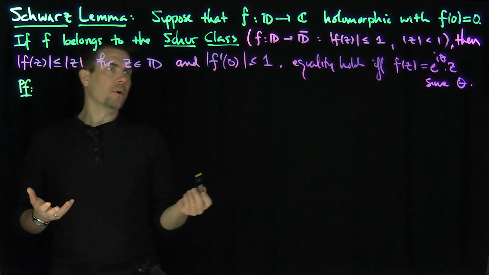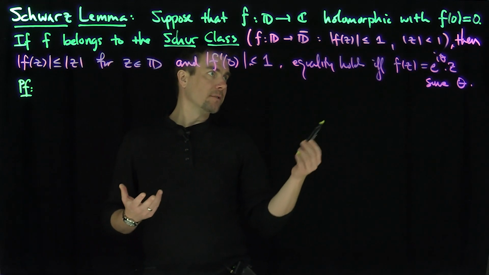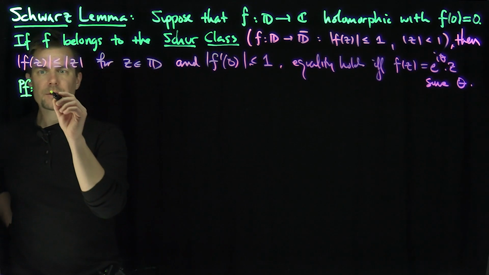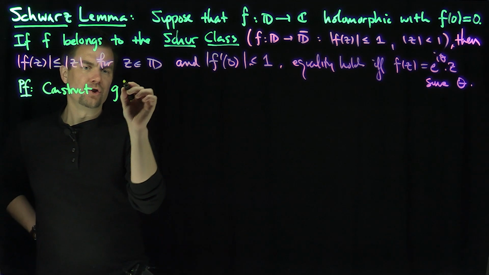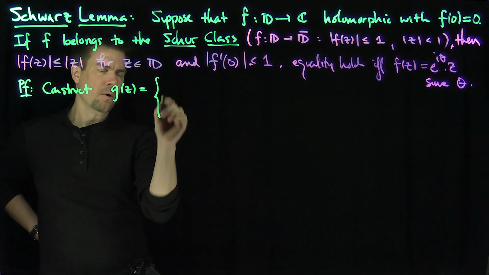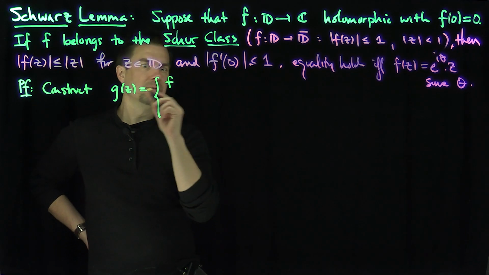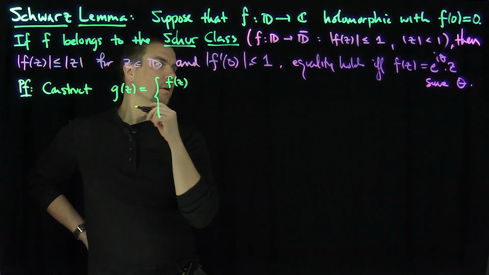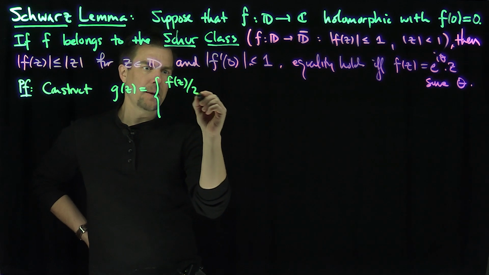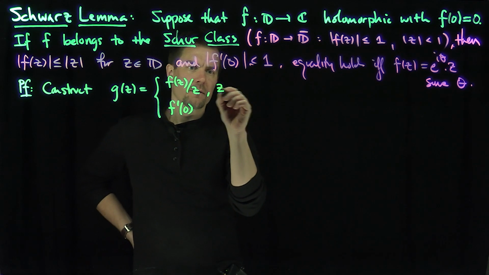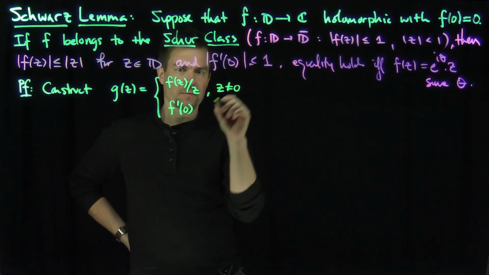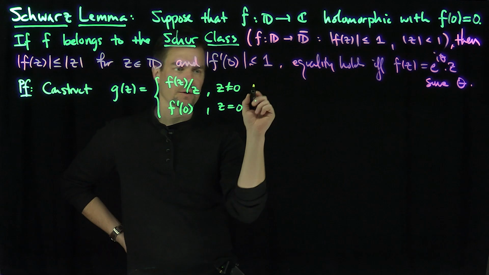Excellent. So we know, of course, that f of 0 is 0, right? So let's construct a function g of z, which is f of z over z for z not equal to 0, and f prime of 0 for z equal to 0. So that's the function we're going to construct.